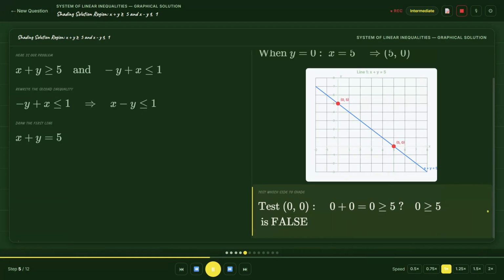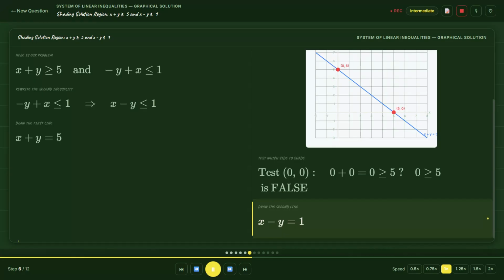Now let's check which side of the line to color. We pick the easy point 0, 0 and put it in. 0 plus 0 is 0. Is 0 bigger than or equal to 5? No way. So we shade the other side away from 0, 0.